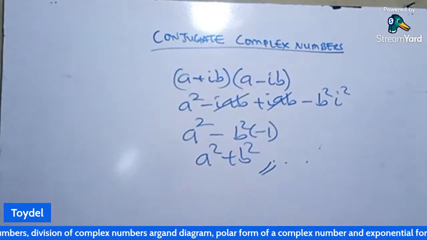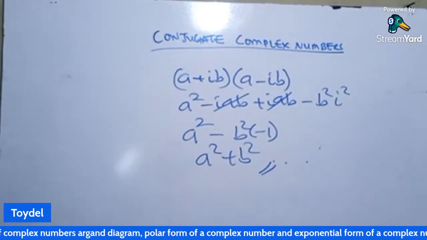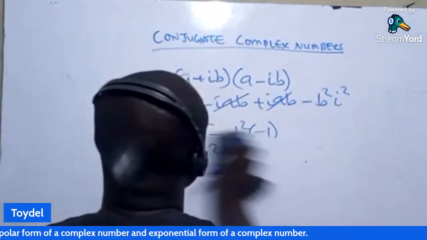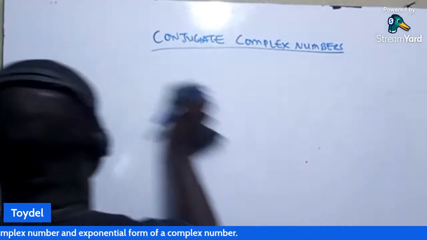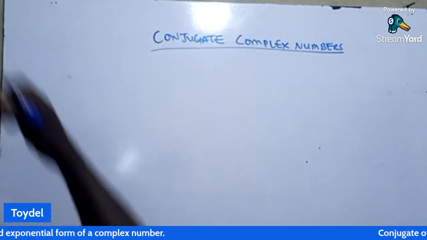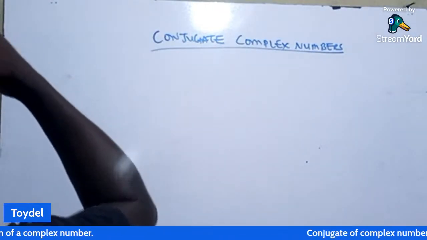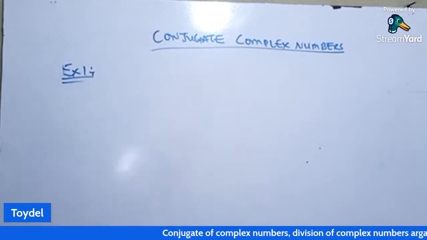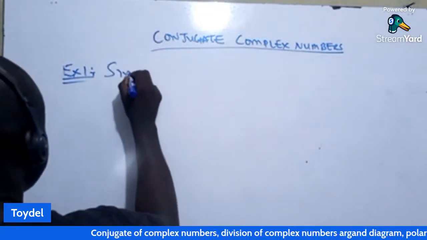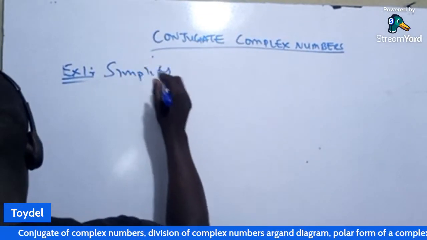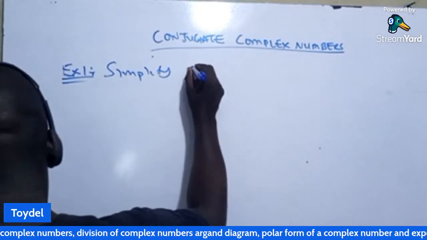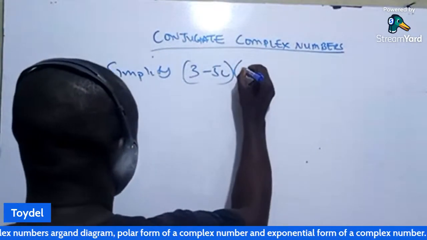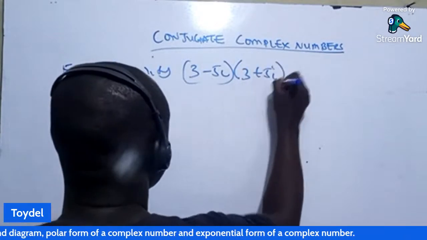So why do we need the knowledge of conjugate complex number? This knowledge is required when we want to find the division of complex number. Let me just give one example under conjugate complex number. Simplify 3 minus 5i multiplied by 3 plus 5i.